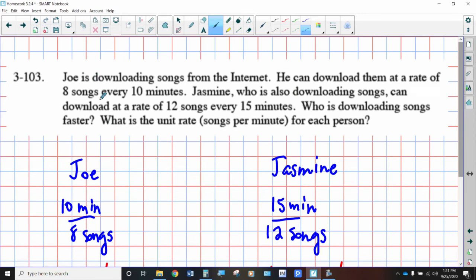All right, Joe is downloading songs from the internet. You can download them at a rate of 8 songs every 10 minutes. And Jasmine, she downloads 12 songs every 15 minutes. So who's downloading the songs faster? This is where we want to find the unit rate.